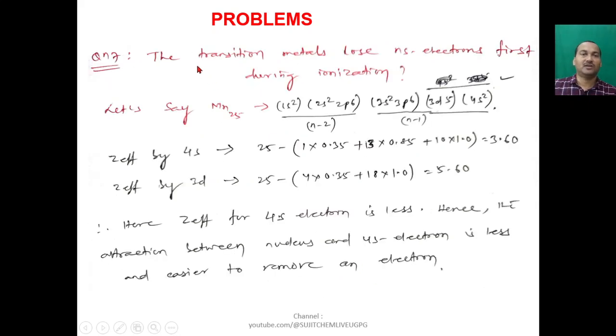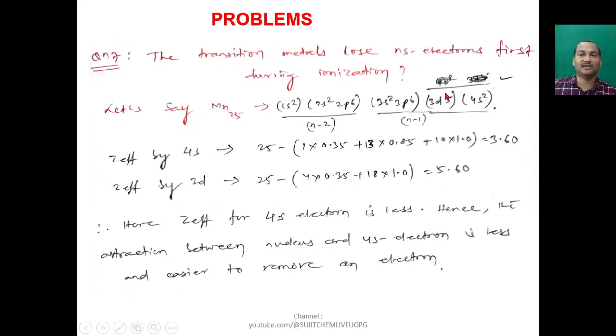Similarly, you can have another problem: transition metals lose ns electrons first during ionization. Let's say manganese, 25. The electronic configuration you can write like this: 1s2, 2s2, 2p6, 3s2, 3p6, 3d5, 4s2. This is the n minus 1 shell and this is the n minus 2 shell. So the Z effective for the 4s electron is 25 minus 1 into 0.35, since 1 electron is there, plus 13 electrons into 0.85 plus these 10 electrons into 1.0, that is 3.60.